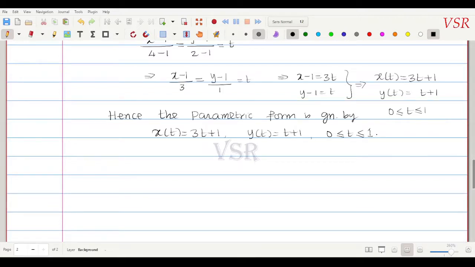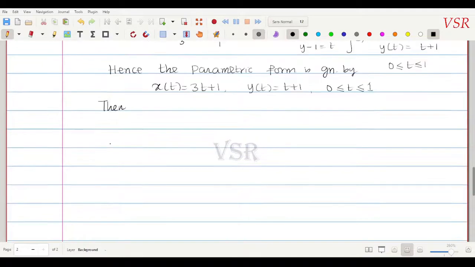Then r of t, how do you write it? r of t is equal to x of t times i plus y of t times j. So I may write this as 3t plus 1 times i vector plus t plus 1 times j vector. Then dr is obtained by differentiating this: 3 times i vector plus 1 times j vector, of course into dt.